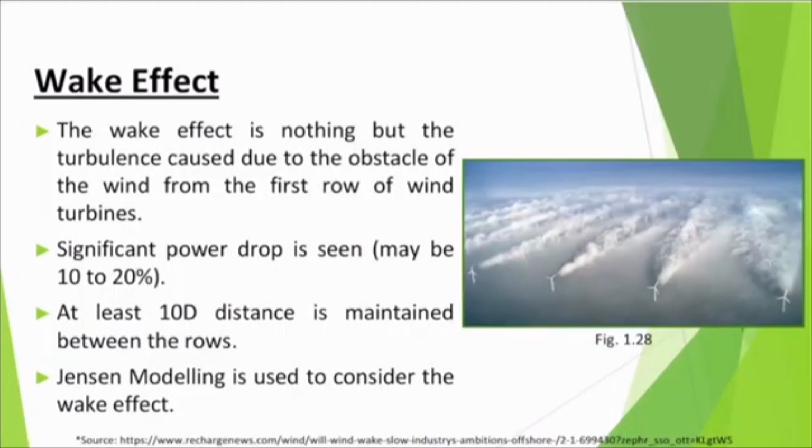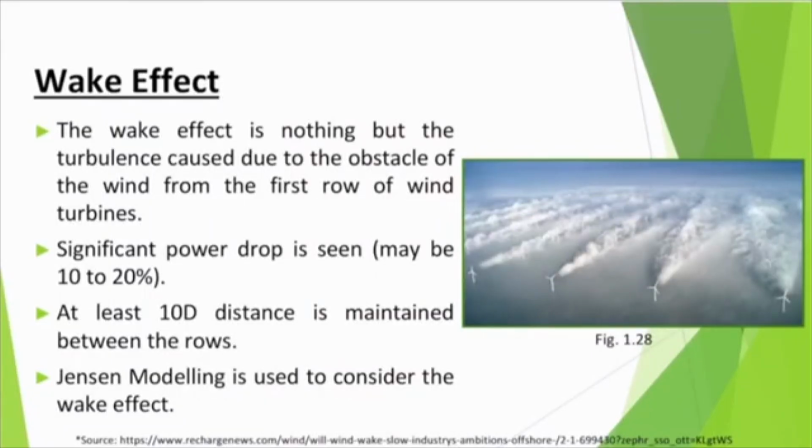And hence a reasonable distance is maintained, but still the wake effect cannot be ignored. A significant power drop, close to 10 to 20%, is seen with other power plants because of this turbulence effect. At least 10D distance is maintained between the rows. So there is a standard structure through which a huge distance is maintained so that the turbulence effect will be nullified, but still you cannot completely avoid it. Jensen modeling is used to consider the wake effect. Depending upon the flow of air and wind, you can plan and place them in such a manner that the wake effect is minimized.